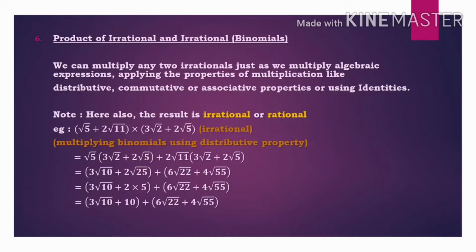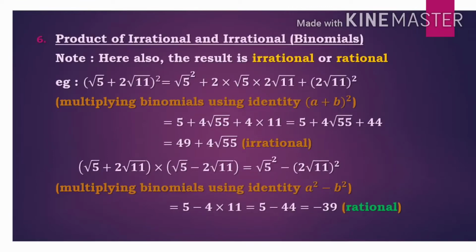Very next example, what you can see is that we can see root 5 plus 2 root 11 the whole square. It's about the identity. You have used the a plus b the whole square identity, a square plus 2ab plus b square. So first term square, 2 multiplied by first term, second term, and second term square. So again 49 plus 4 root 55, final answer. Or the third thing what you can see is that a plus b and a minus b, that you can do by a square minus b square. So you can use all these properties, just simple multiplication properties of algebraic expressions.